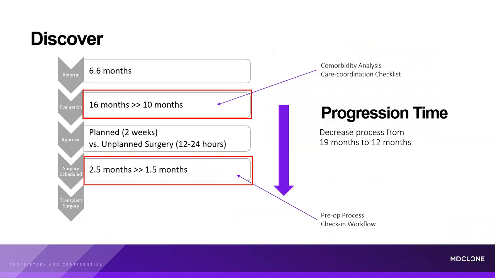In the Discover module, we were able to find the days from different reference events. So from referral to evaluation, we saw it was taking 6.6 months. From evaluation to approval, it was taking 16 months. And by chunking those stages down and then further chunking it into workflows and collaborating services, we were able to brainstorm where the opportunities might lie.